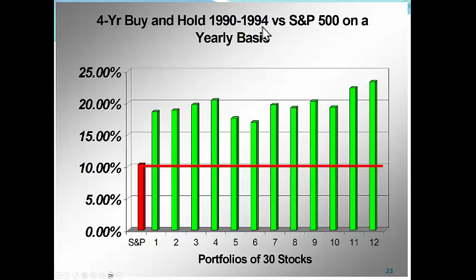Over these 4 years of 1990 to 1994, the S&P returned on average 10%. All the portfolios predicted to outperform did outperform. Notice one caveat here is that we were not able to predict which of these portfolios of 30 stocks would be the best.